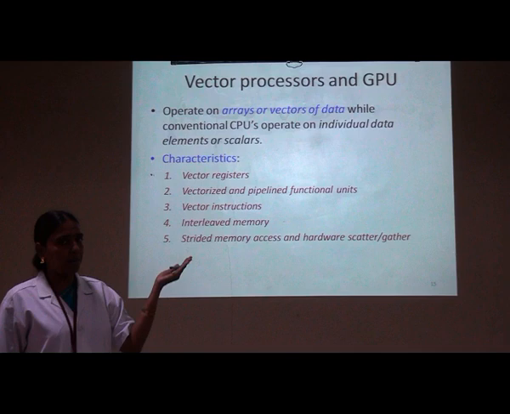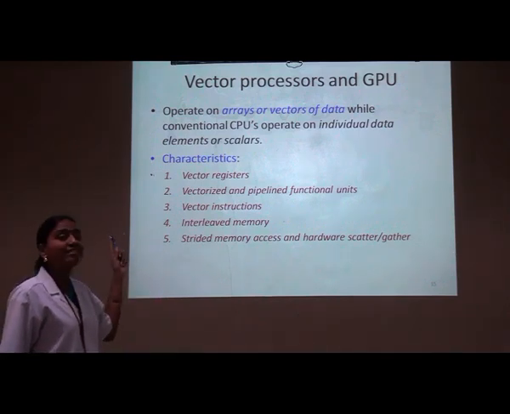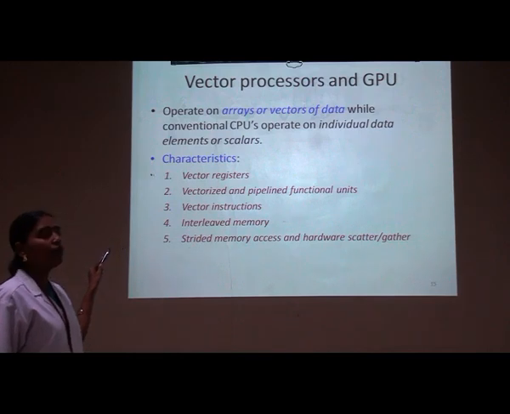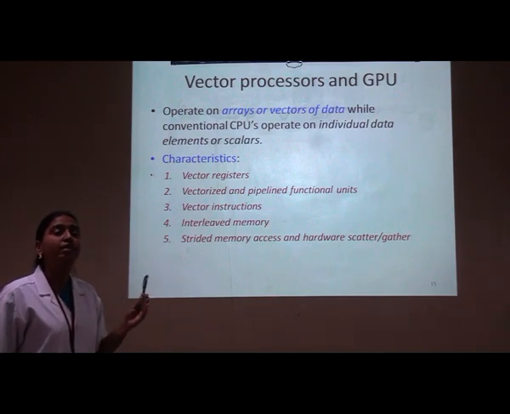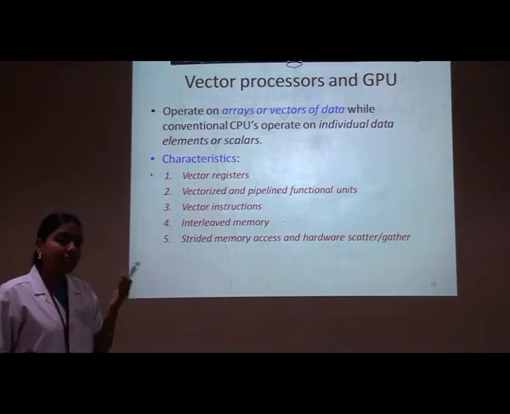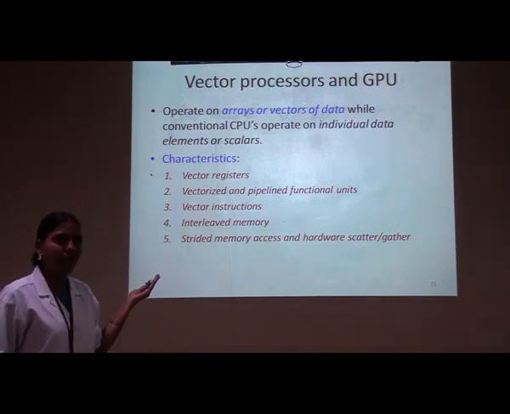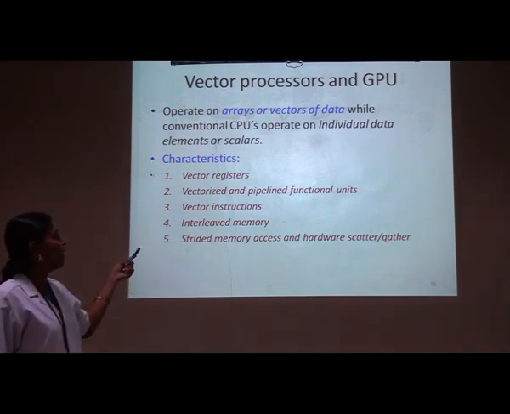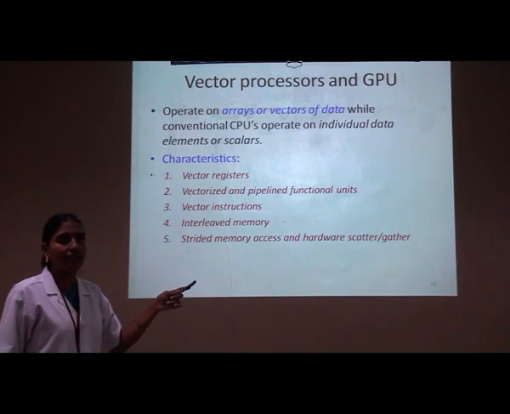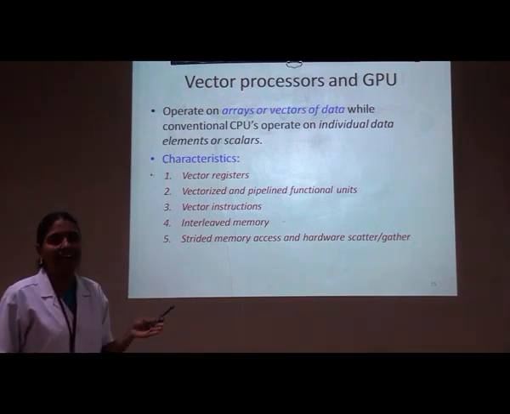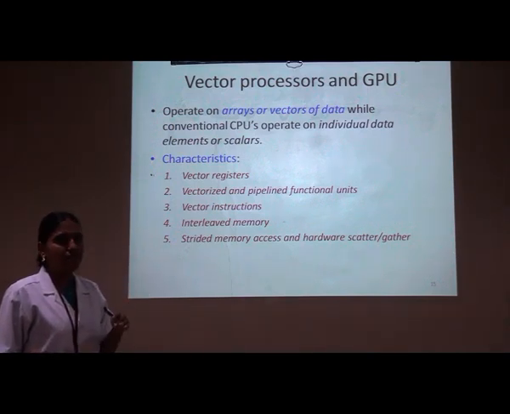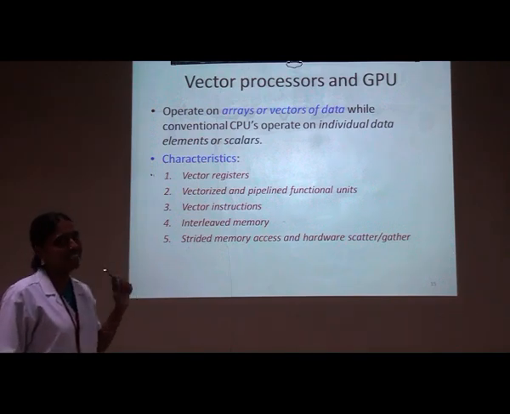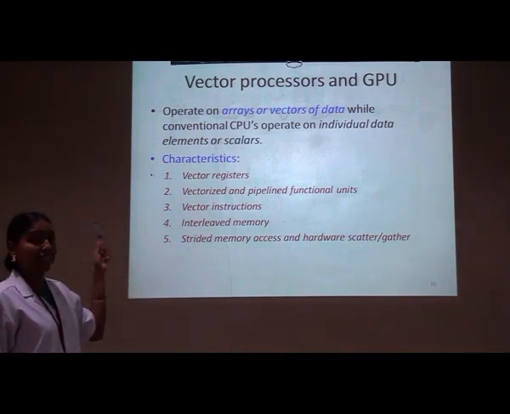So in using a vector processor, we have to prefer vectorized and pipelined functional units. The fourth one is specialized memory; we prefer interleaved memory. Here we can gather banks of data together and access the data in banks, so that time can be saved using interleaved memory. The final one is strided memory access and hardware scatter gather. You can access multiple data as input, process the data as multiple, and then receive the output as multiple. That is the specialty of scatter gather. These are the things under the vector processor.